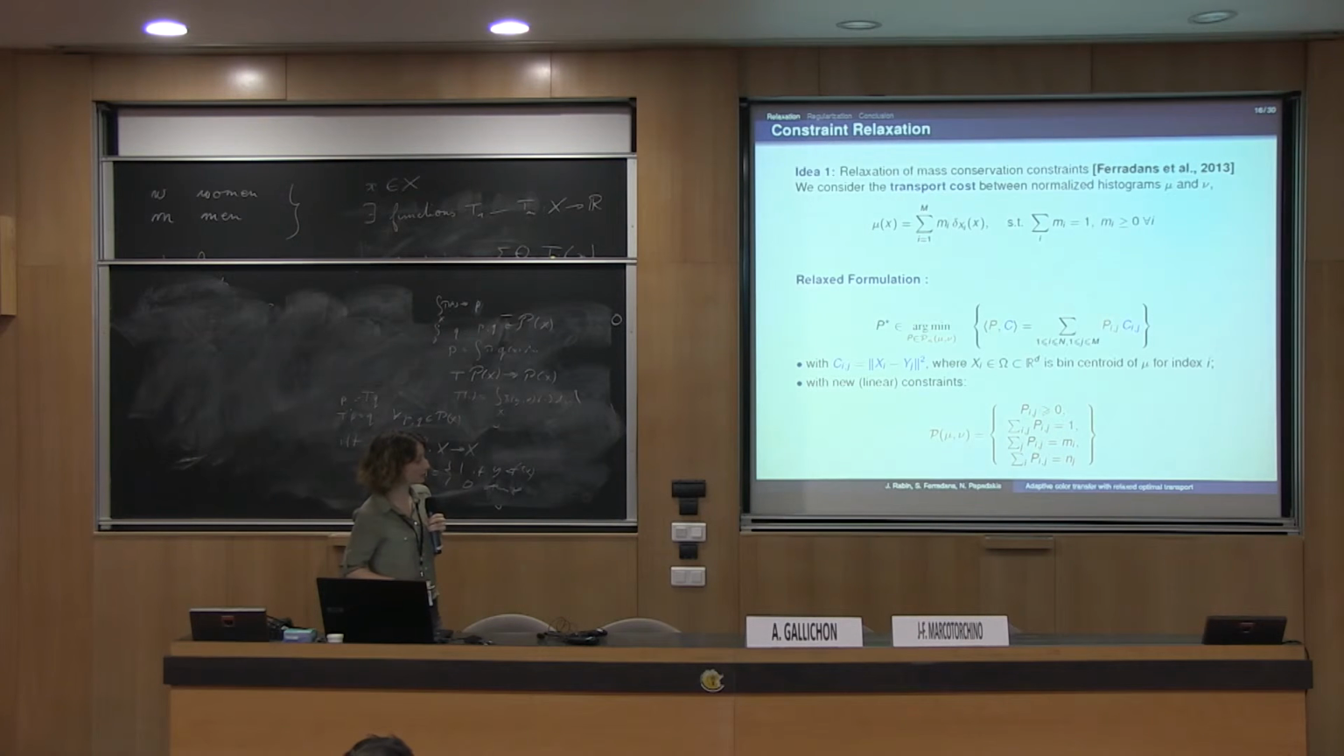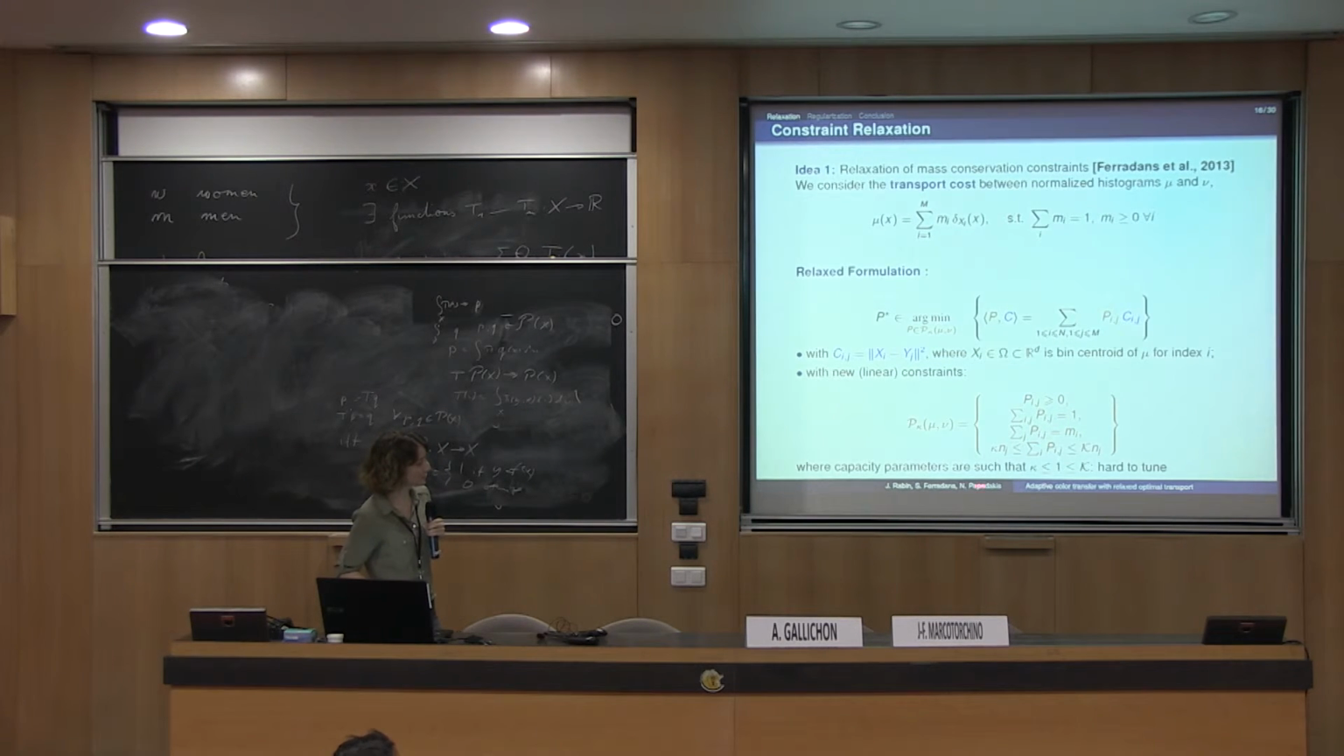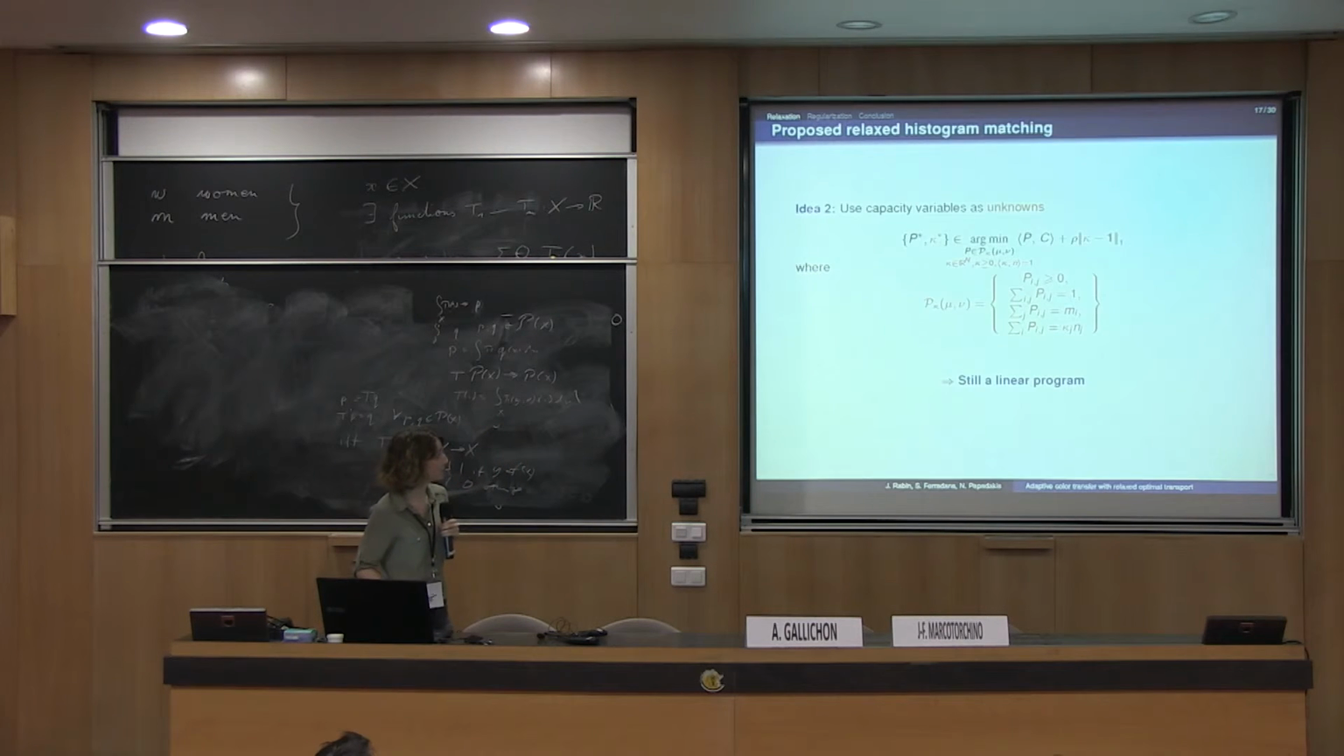So what we're saying is that we want to relax the constraints on the mass, on the final mass. So instead of matching to nj, we're going to allow an interval, from kng to big kng. The problem is that tuning these parameters is very difficult. So what we're going to do is introduce this kappa constraint in our energy. We can see that we still have a linear program. This is linear, and the constraints are linear.